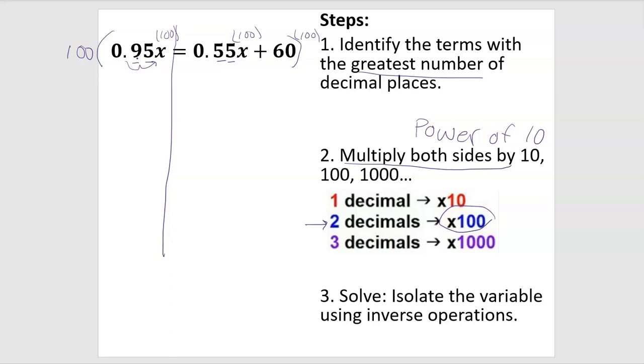Now a lot of this you can do in your head or do with your decimal point movement. So if I move my decimal 2 places, this becomes 95x. If I move my decimal point 2 places to the right, this becomes 55x. If I move my decimal 2 places to the right, I'm going to fill in those zeros, and that becomes 6,000. Now we're going to solve just like we did in our fractions and what we've been doing all week for the last few weeks.